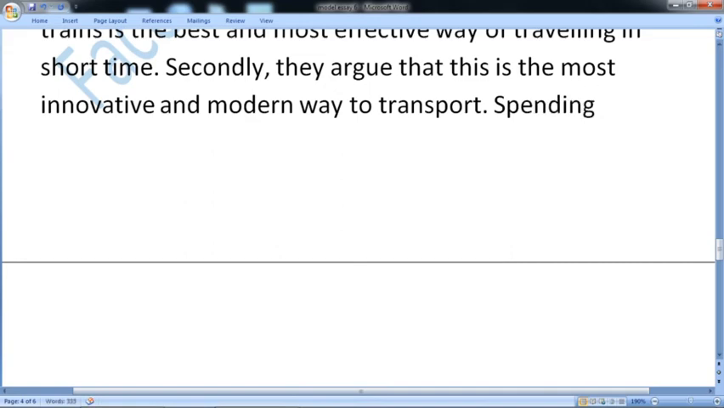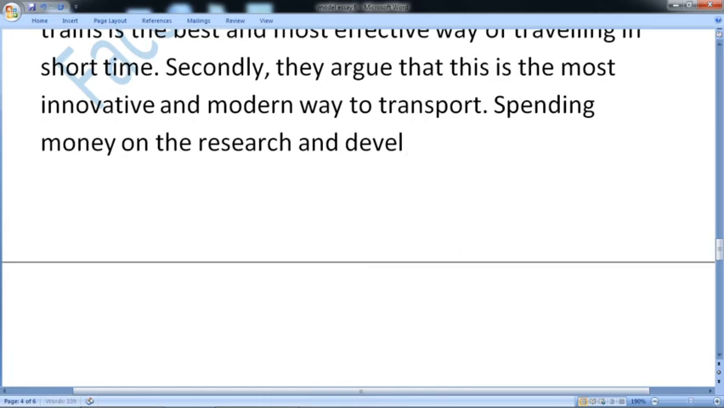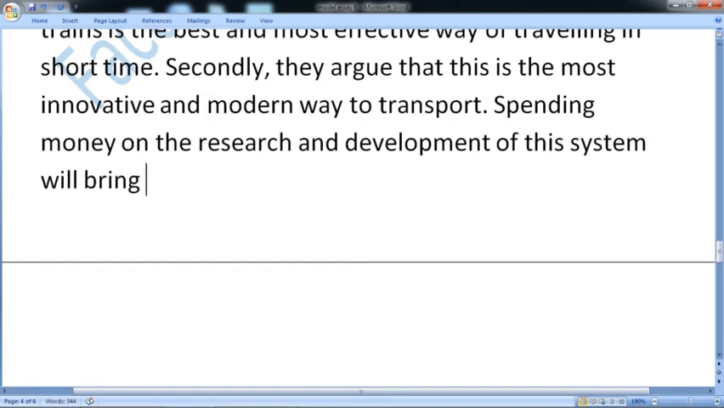Why is it important? It can help us. Spending money on the research and development of this system will bring many benefits, a lot of benefits.